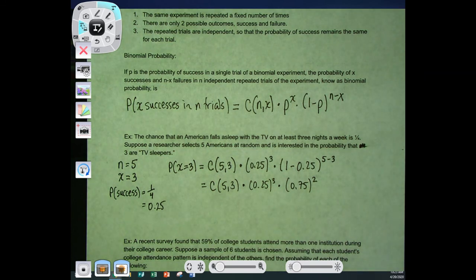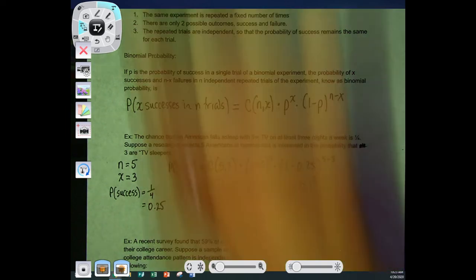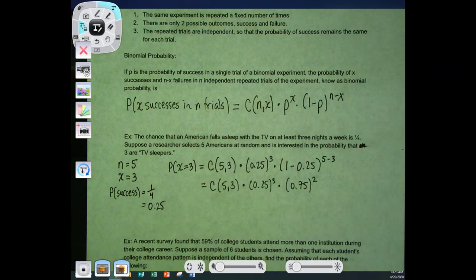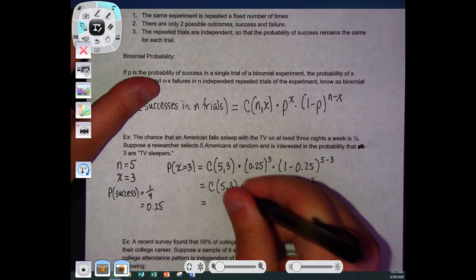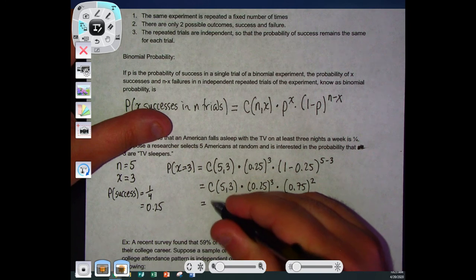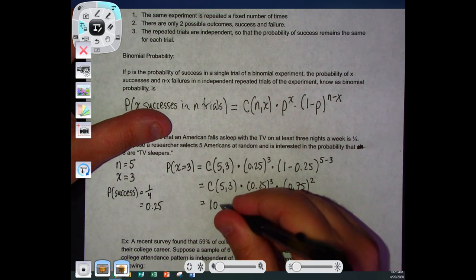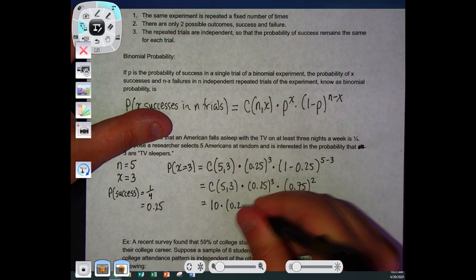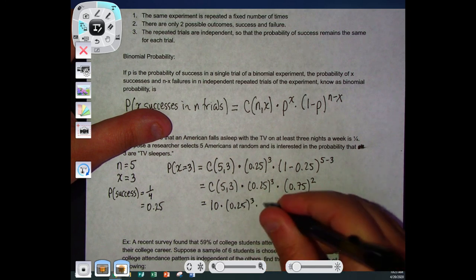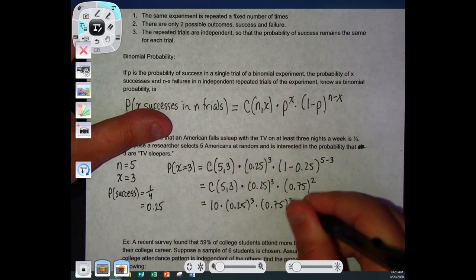So now, here, we use our handy dandy calculator to calculate nCr. So I'm going to use my graphing calculator to do that. So we know that here, the combination of 5 choose 3, that's 10, times 0.25 to the third power times 0.75 to the second power.